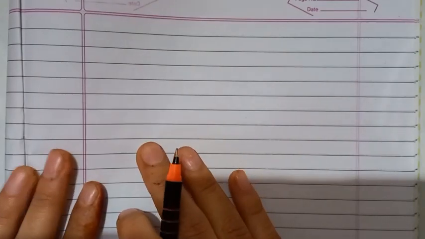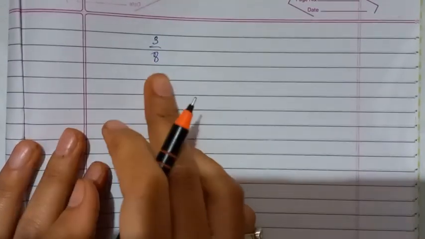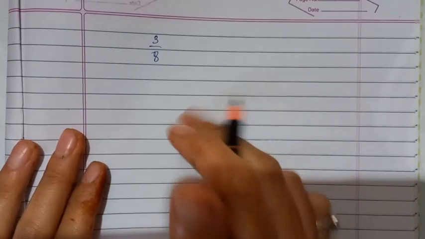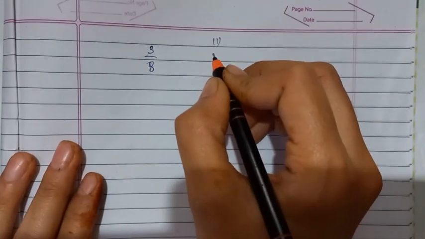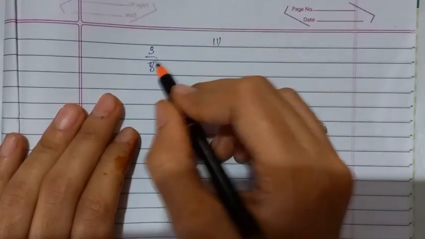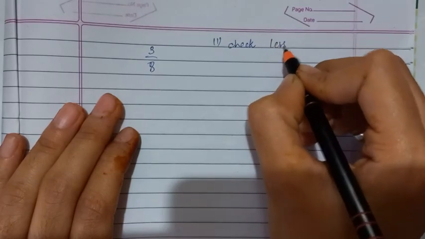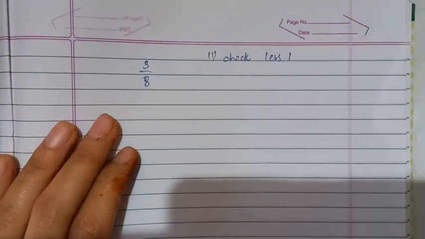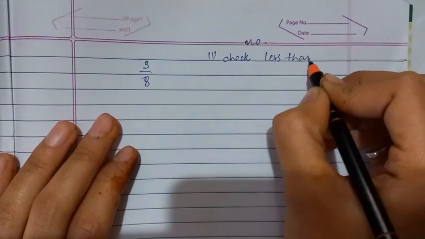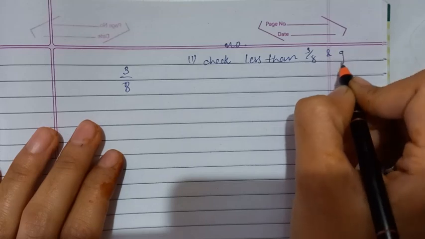If you will be asked to represent 3/8 on a number line, then the first step you have to do is check a number less than 3/8 and greater than 3/8.